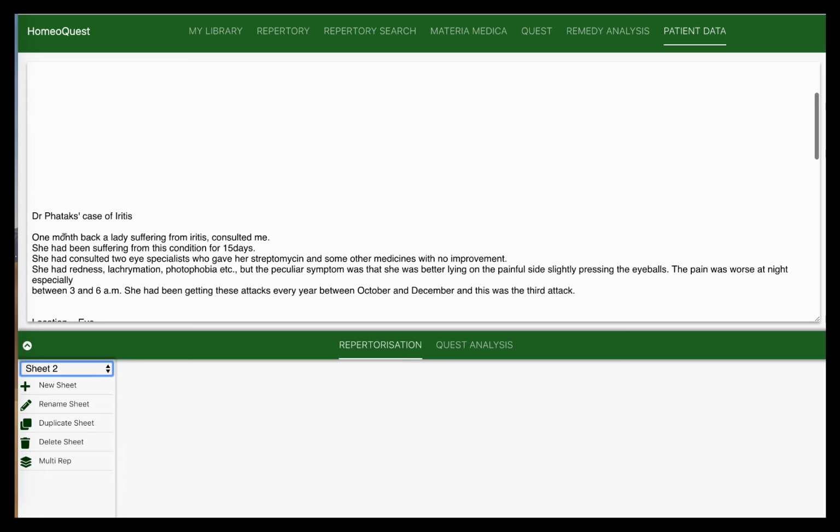She had consulted 2 eye specialists who had given her streptomycin and some other medicines, but there has been no improvement. So she has redness, lacrimation, photophobia, but the most peculiar symptom was that she was better lying on the painful side, slightly pressing the eyeballs. And the pain was worse at night, especially between 3 and 6 a.m. And she has been getting these attacks every year between October and December. And this was the 3rd attack.